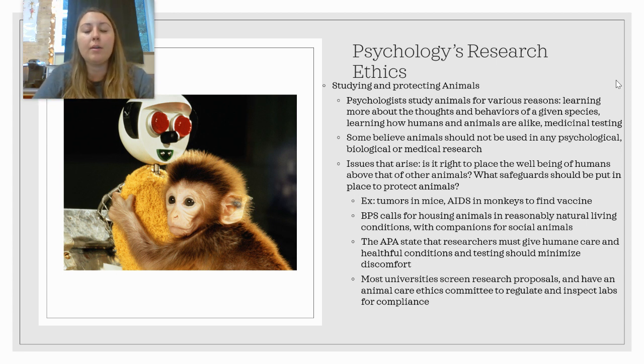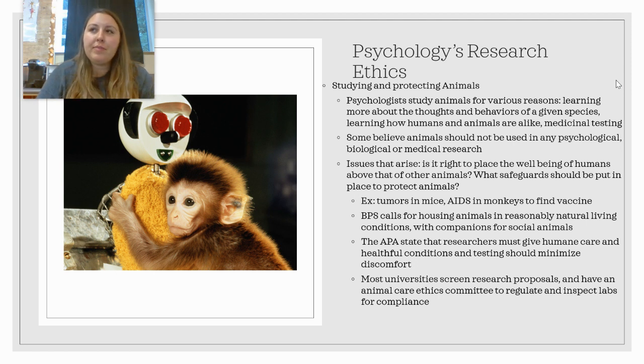And that's what the medicine is intended to help. Now, there are some people, animal protection advocates, who believe that animals should not be used in any psychological, biological, or medical research. And there are valid points on each side of this argument. These are the issues that arise from this debate. Is it right to place the well-being of humans above that of other animals? And what safeguards should be put in place to protect animals?